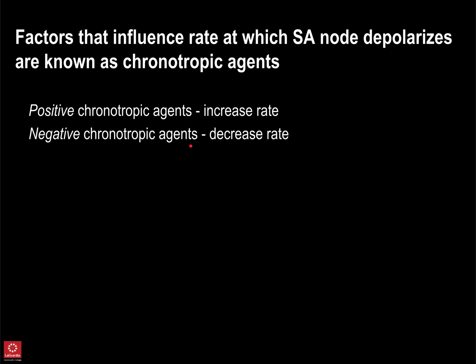So factors that influence the rate at which the SA node depolarizes, we call those chronotropic agents. Anything that increases the rate at which this node fires is called a positive chronotropic agent. And this includes sympathetic nervous system, certain hormones, elevated body temperature. An agent that has the opposite effect we call a negative chronotropic agent. This includes parasympathetic nervous system and decreased body temperature.